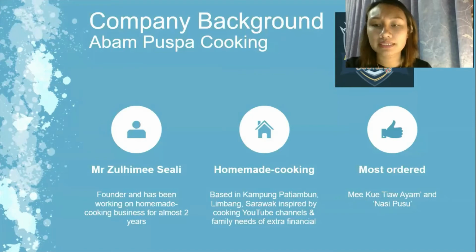He also works as a security guard, therefore orders are only open during days through Facebook and WhatsApp. As for delivery service, it is only made from Kampung Noran to the town of Limbang with RM1 as a delivery charge. As a way of marketing, Abang Puspa Cooking posted up customers' feedback and advertisements through social media. The most ordered menu from this homemade cooking is mee, kuih ayam, and nasi pusu.